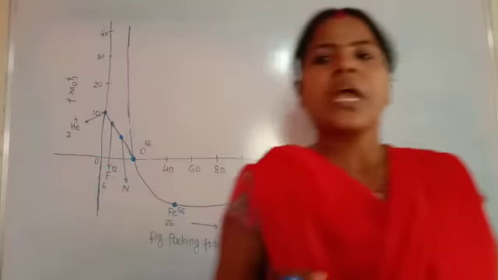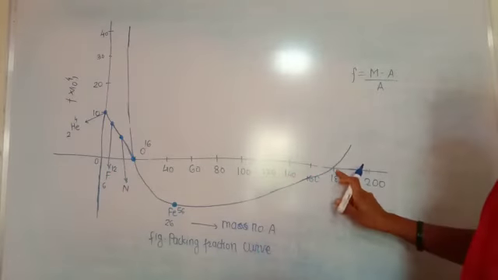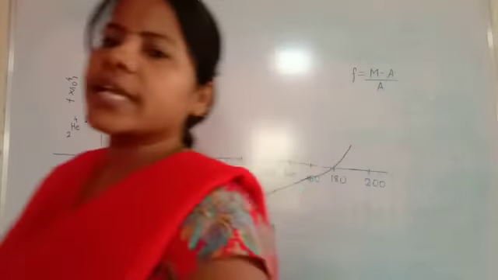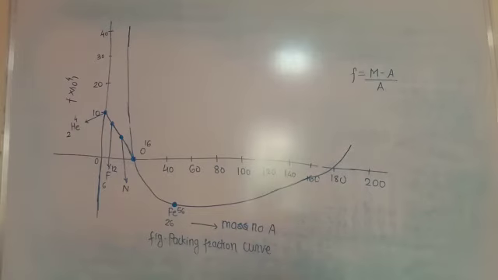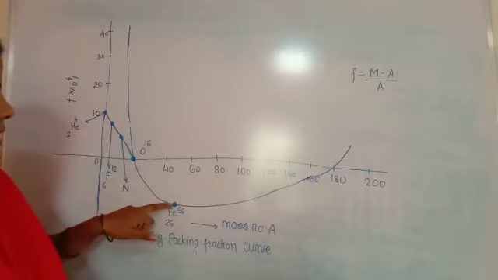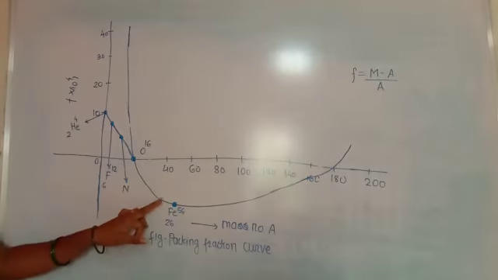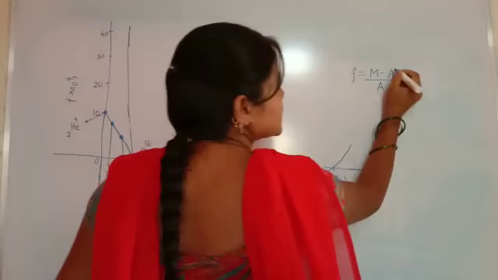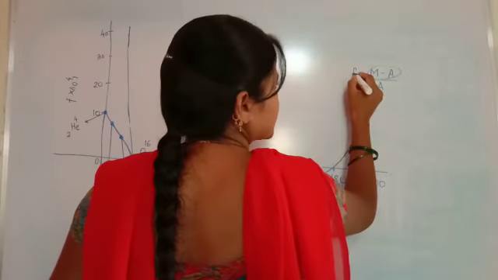For example, tantalum, with mass number 180, has a negative packing fraction. Then the value again becomes positive. The value of F is minimum for iron, iron 56, which has the maximum negative value, and this signifies the most stable nucleus.